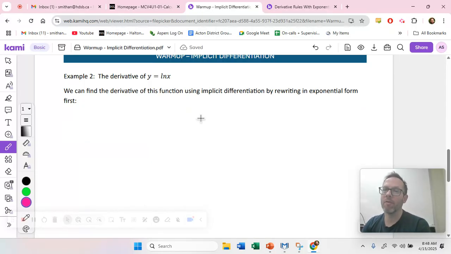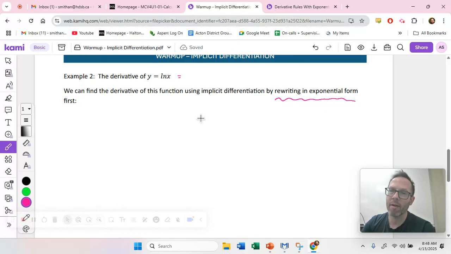To take the derivative of ln x, we don't need to do first principles or do a huge investigation. What we can do is, we don't know the derivative of ln x, but we do know the derivative of e to the power x. And we have this implicit differentiation tool.